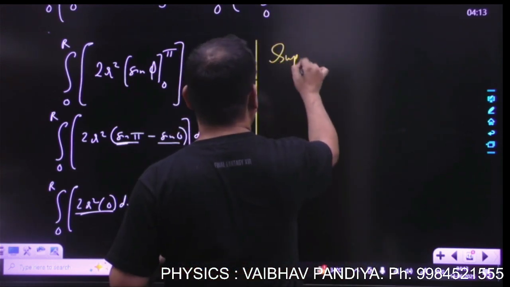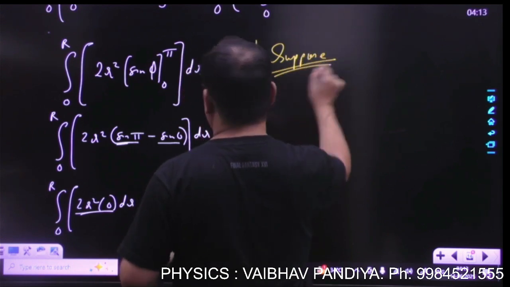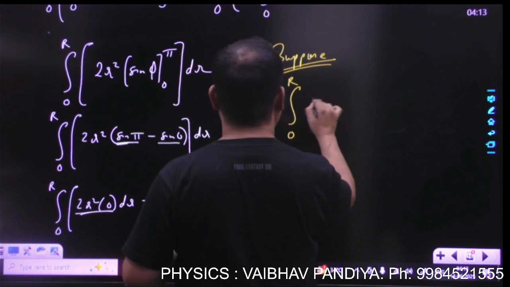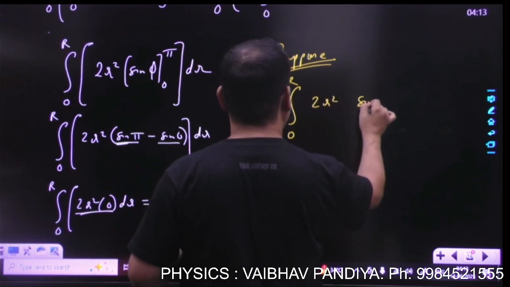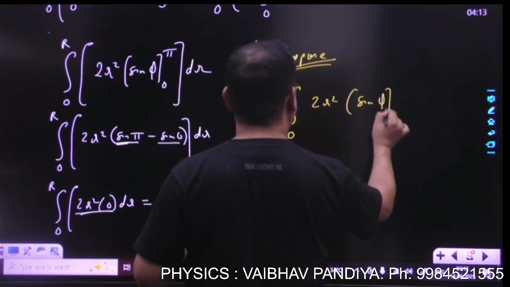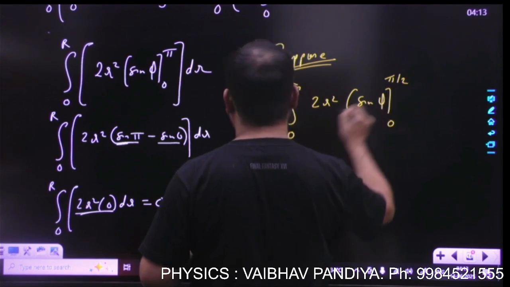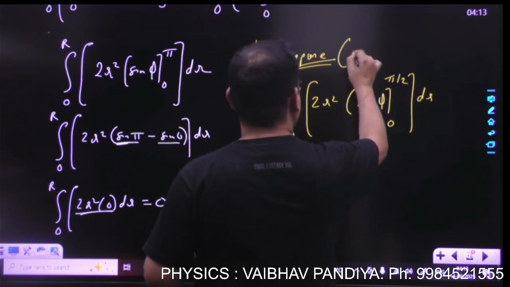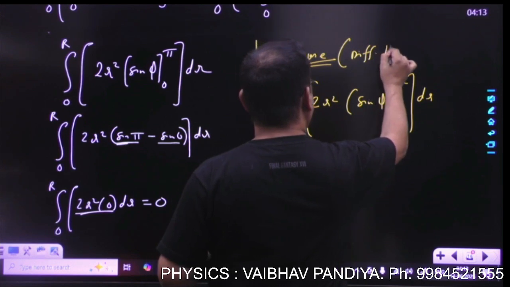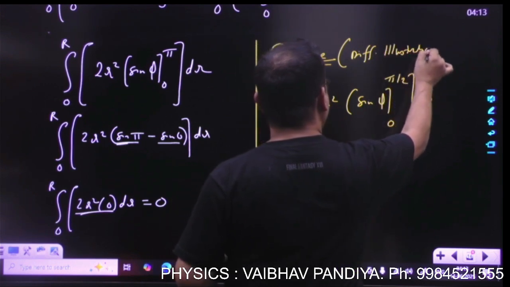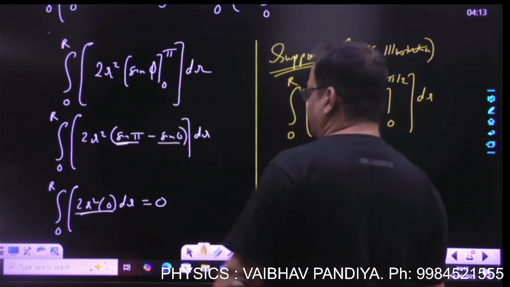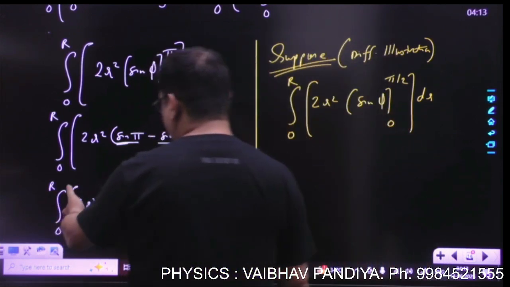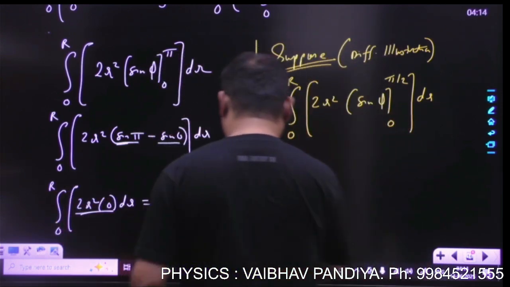So suppose we have something like this. Suppose the limit were 0 to pi by 2. I'm dealing with a different illustration just to make you clear about the last step, because here the answer is coming to be 0, so we need not go to the third integral. Your answer will come to be 0.